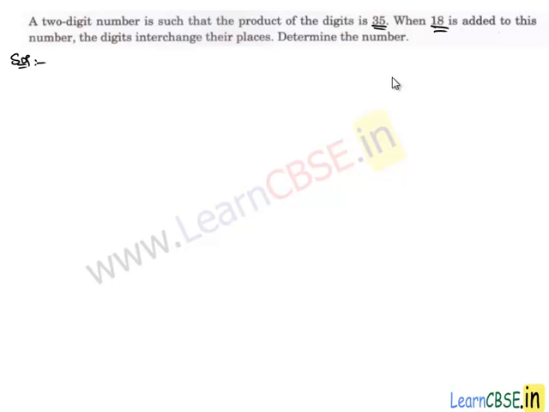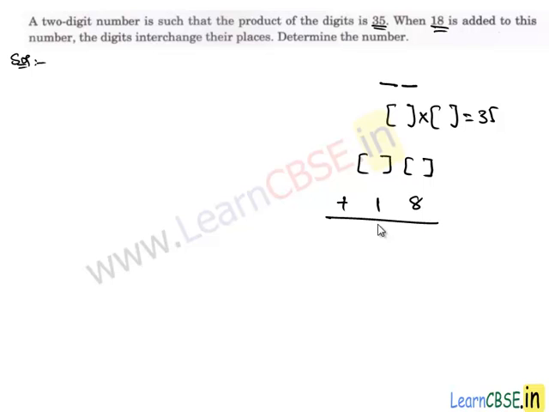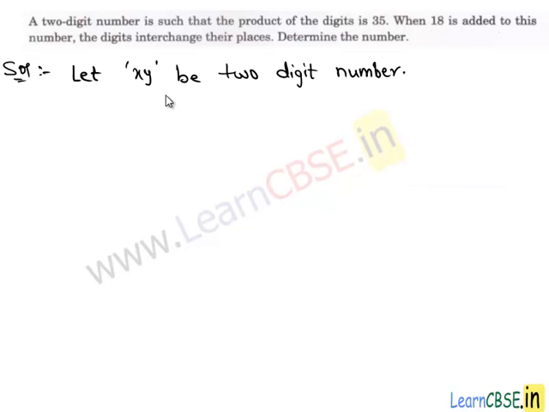According to the problem, we have a 2-digit number, and the product of the digits is equal to 35. When 18 is added to the 2-digit number, the places are interchanged. That means the tens digit becomes the units place and the units place becomes the tens place. So here we have to determine this number. So let's solve it. Let xy be a 2-digit number. Given the product of the digits x and y is 35. So xy is equal to 35.